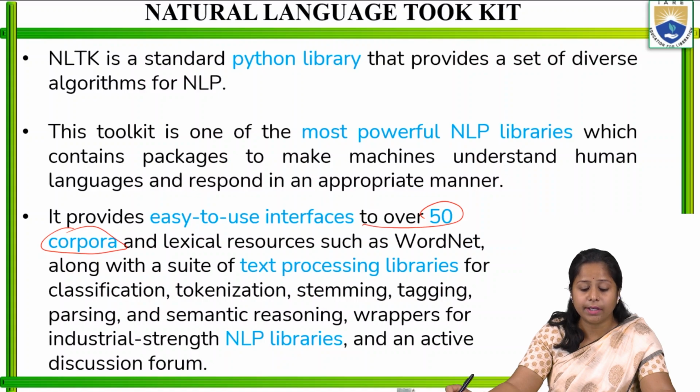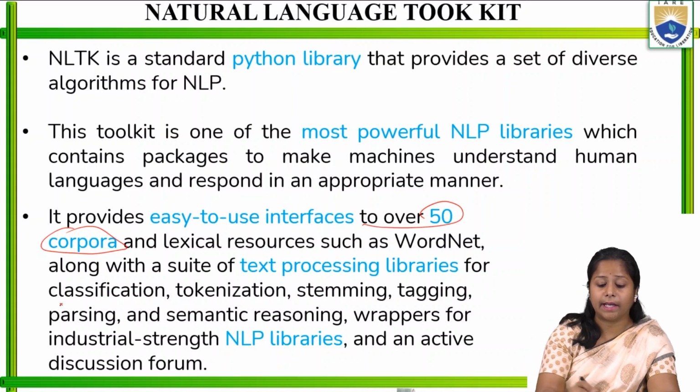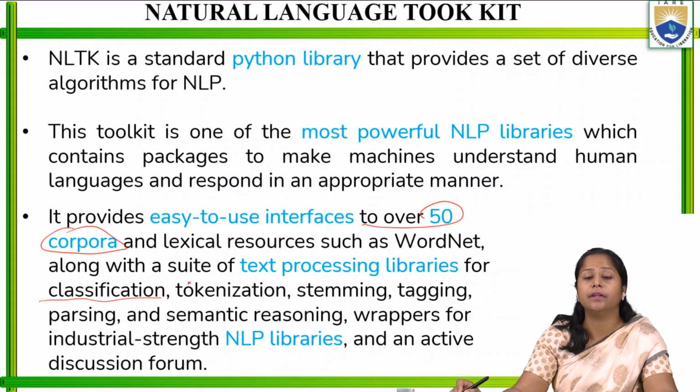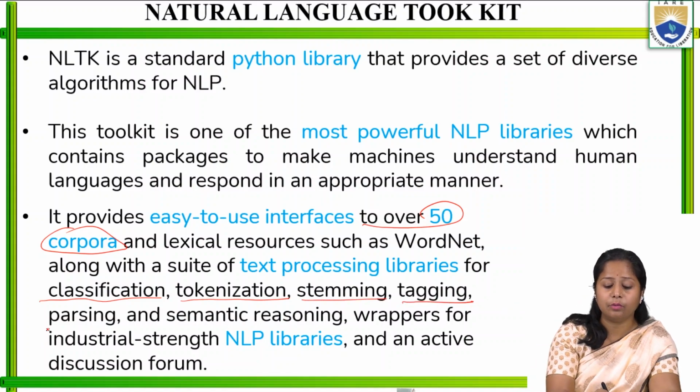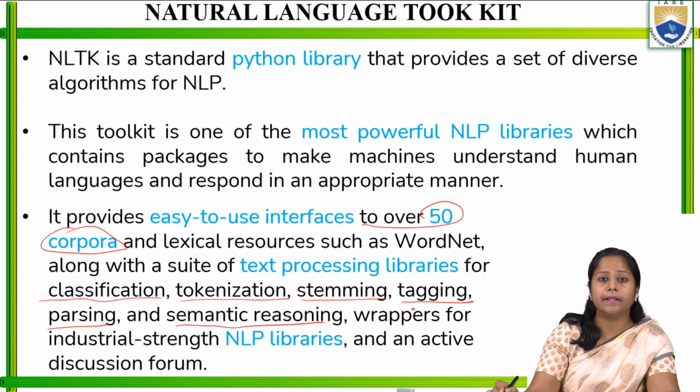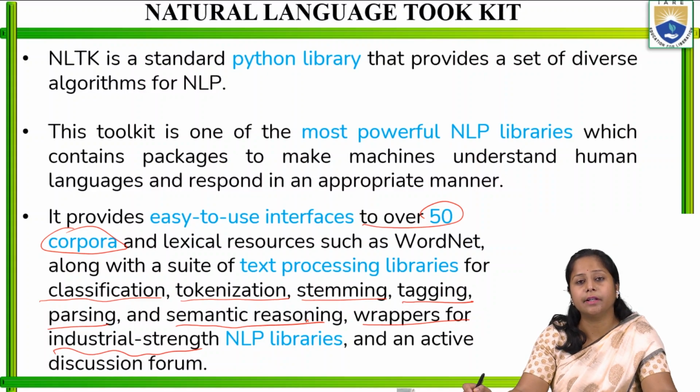By using WordNet, we will be able to do text processing and use related text pre-processing libraries, and then we can apply different methods to do the pre-processing. That is classification, we can classify different text. We can do tokenization. We can do stemming. We can do tagging. We can do parsing and semantic reasoning, and also the wrappers for industrial strength NLP libraries.